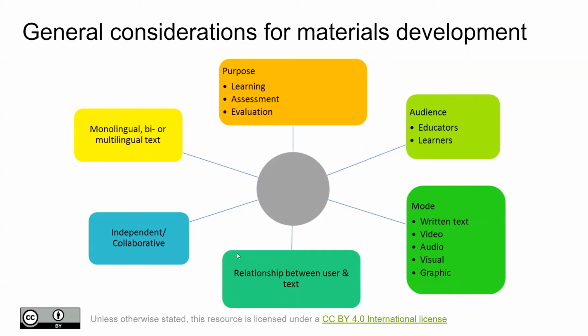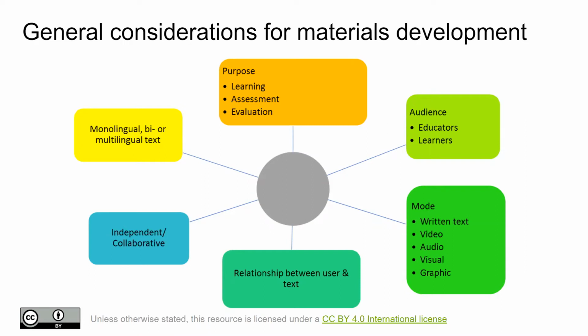As we're considering our materials development, we're probably going to want to think about the relationship between the user and the text. Is this the kind of text where the user is looking at it and going, this is the word of God from on high, and I need to simply internalize it and make it part of my life? Or is this a text that we want people to engage with critically? Is this a long-term love affair between the user and the text?